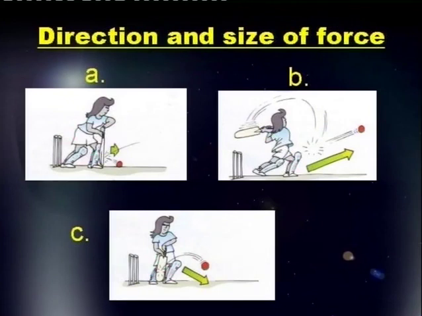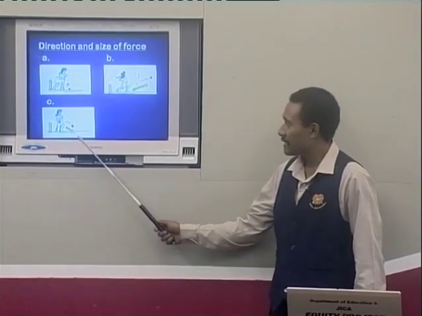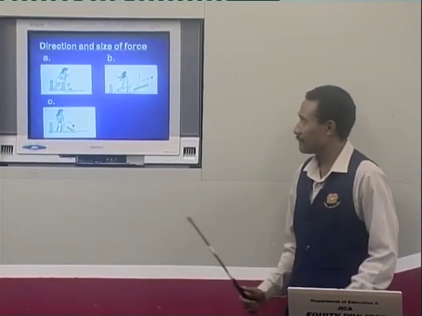Now, if you have a look at this, A, B, and C, which force involved there is smaller? A, B, or C? A. A is smaller. What happens in here? Okay, the batsman is maybe just blocking it. And which is the larger force in here? The largest force? B. B. Okay. The player there is striking the ball. And we have C, which is in between A and B.